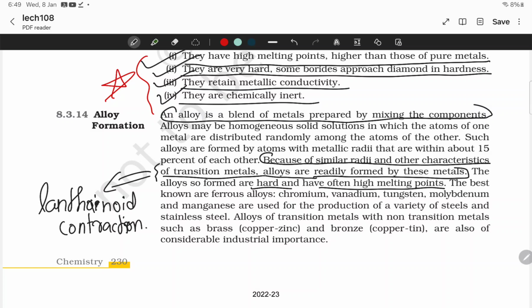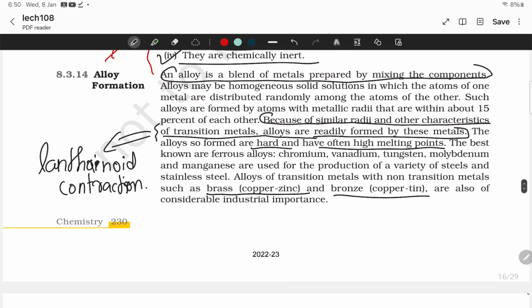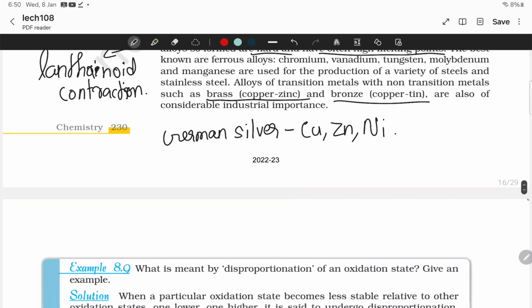The best known alloys of chromium, vanadium, tungsten, molybdenum and manganese are used for production of a variety of steels, stainless steel. This is important. Brass is copper and zinc, bronze is copper and tin. This is important. Then German silver is there. That was also once asked in the exam. German silver: you think it is silver, so its alloy is silver, but in German silver there is no silver. That's the important thing. We have copper, zinc and nickel in German silver.